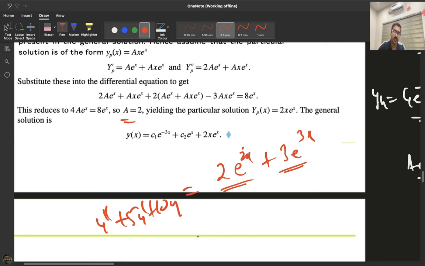I'll assume that yp is of the form a e raised to 2x plus b e raised to 3x, and then I will try to find the values of a and b by substituting them.